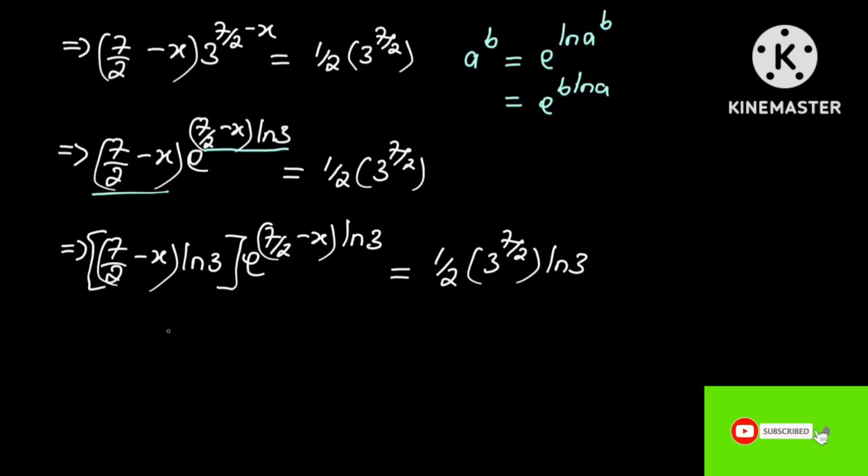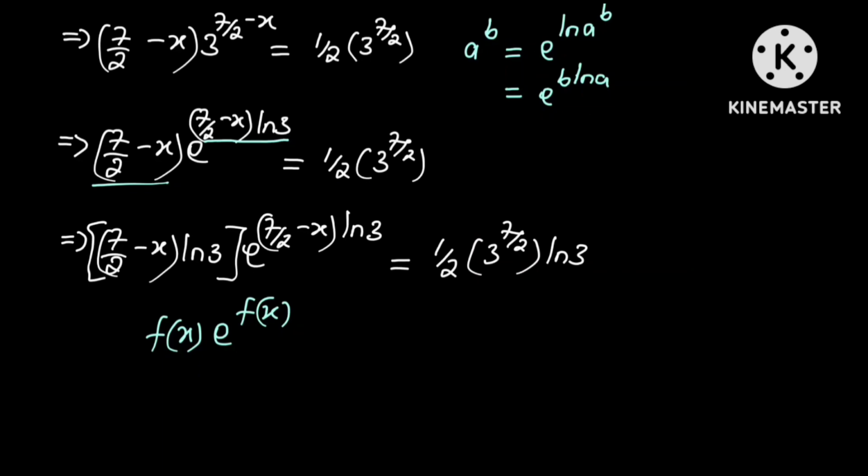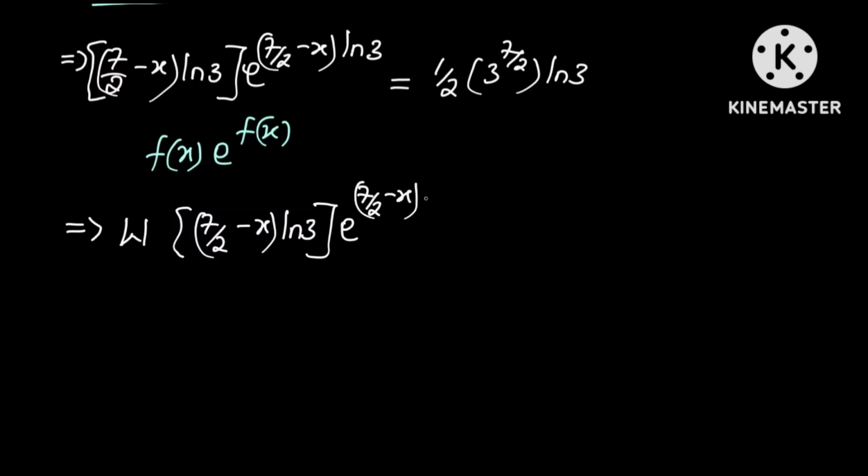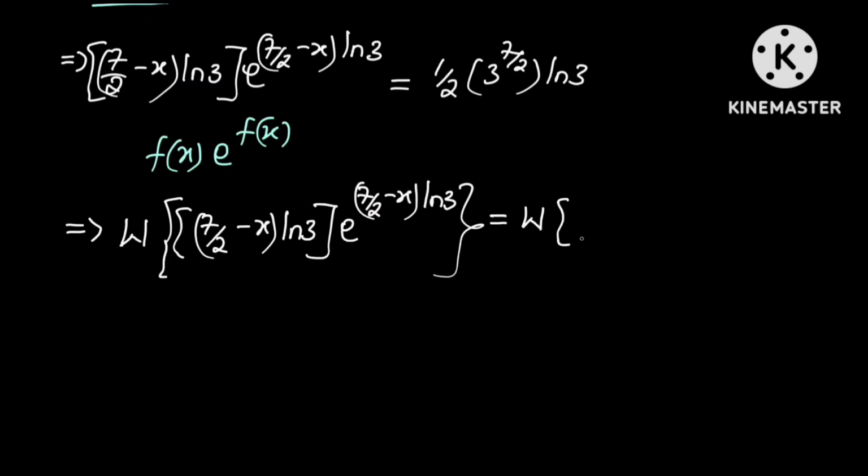Now the left hand side is in the form f of x times e to the f of x. And so if we take W on both sides, we are going to obtain W of 7 on 2 minus x multiplied by ln 3, all this multiplied by e raised to the power 7 on 2 minus x multiplied by ln 3. And this is equal to W of 3 raised to the power 7 on 2 multiplied by ln 3, all this divided by 2.